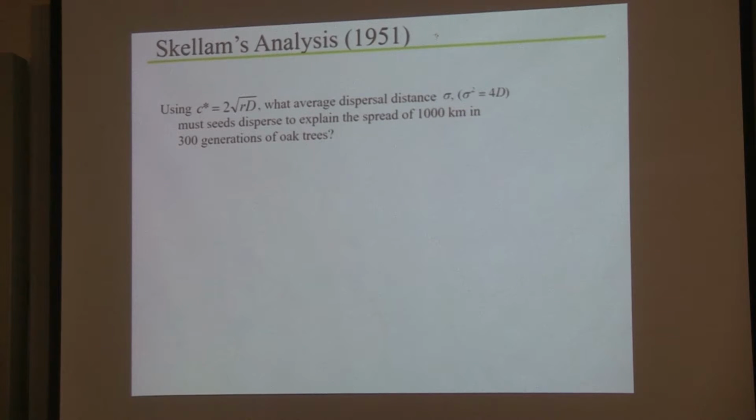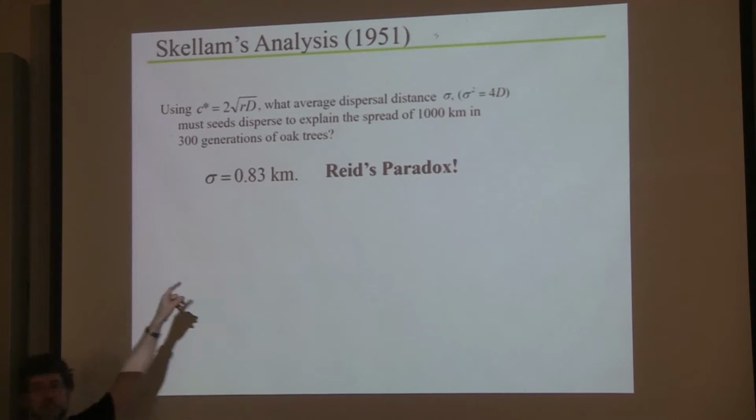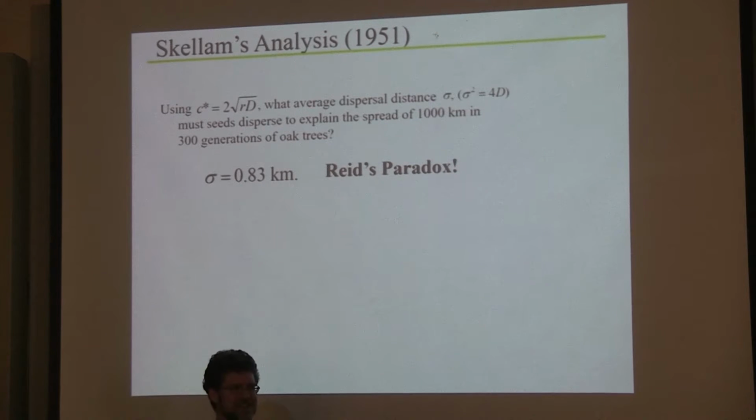And this is like a back of the envelope calculation. What he calculated was that the average dispersal distance for an acorn from an oak tree would have to be 830 meters. In English, there's this saying that the acorn falls close to the tree. It's often used to describe people from their parents, but usually they fall right down. They don't go a kilometer away.